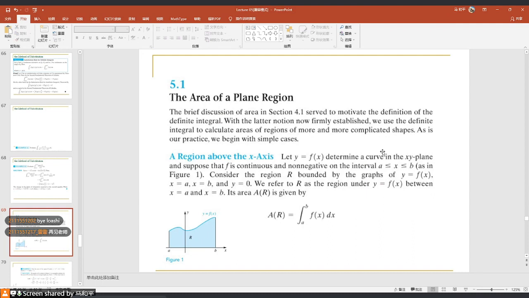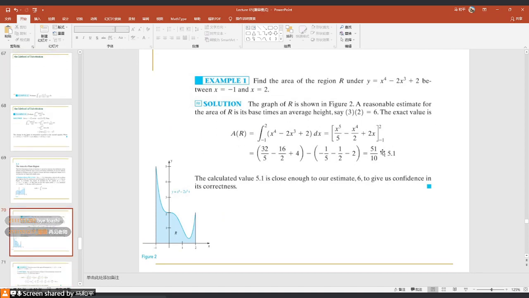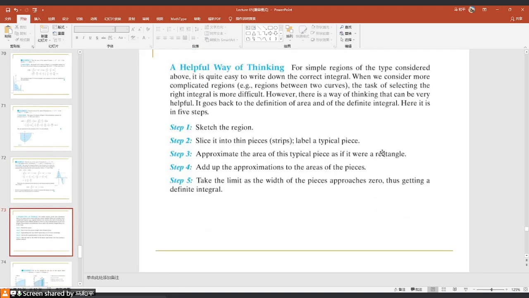And tomorrow we will learn the area of a plane region with the x-axis and y-axis related.